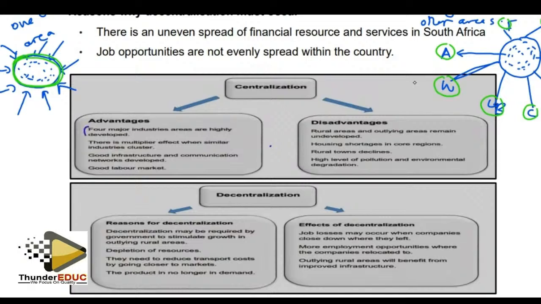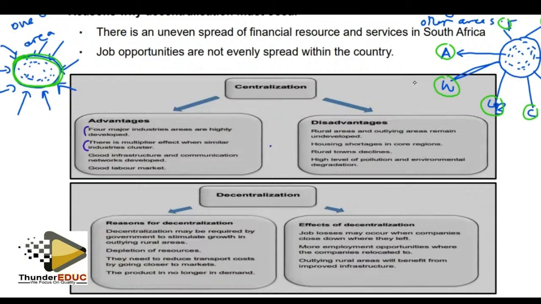And secondly, there's a multiplier effect when similar industries are clustered, meaning a lot of goods are being produced, resulting in high demand and as well high expenditure. People are having more jobs, also increasing their incomes, which results in more demand for goods.